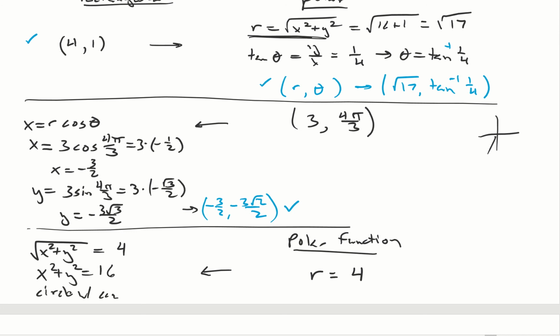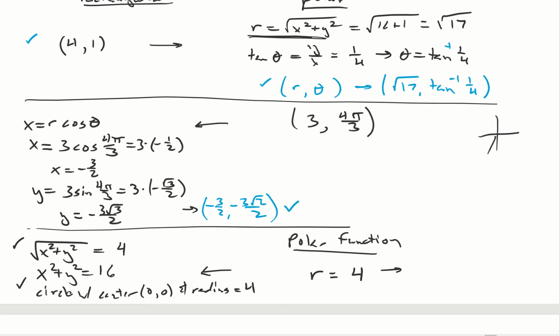with center 0, 0, the origin, and radius equal to 4, right? By converting. But you see how much simpler this is in polar? And that's a hint to the power of polar coordinates. Sometimes something that's awkward in rectangular makes much more sense in polar.